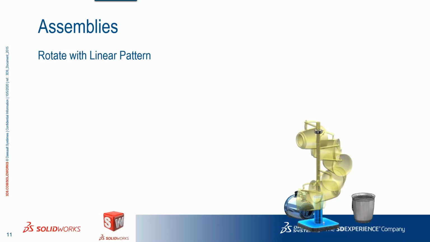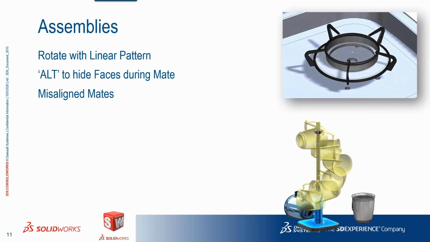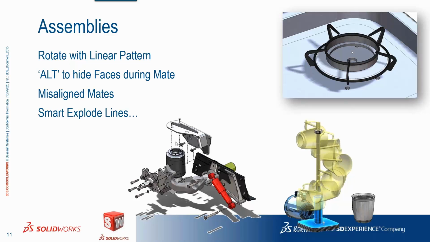Assemblies. Assemblies has really been enhanced. They actually added the ability to rotate with linear pattern. Use the Alt key to hide multiple faces, and when you have parts that don't line up perfectly with concentric mates, there's a misaligning mates capability, as well as the ability to use smart exploded lines. Let's take a look at it.